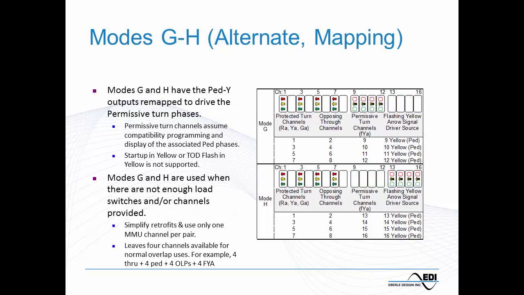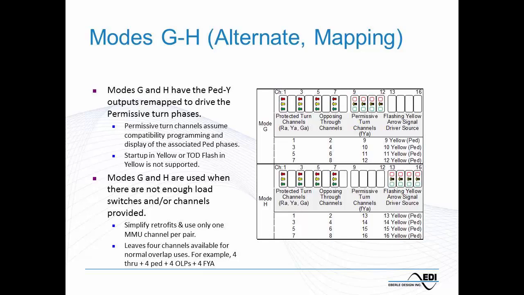So let's talk about G and H. G and H are valuable if we meet all the requirements. Again, we've found with only 16 channels available in a NEMA TS-2 cabinet with a typical 8-phase quad with 4 PEDs and 4 flashing yellow arrow overlaps, that consumes all 16 of our channels. If that cabinet or that intersection also has some right turn overlaps or some additional overlap phases or other through phases, we're now out of channels. We have a real problem.